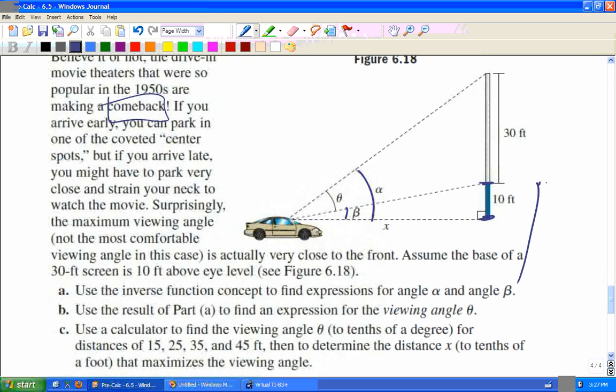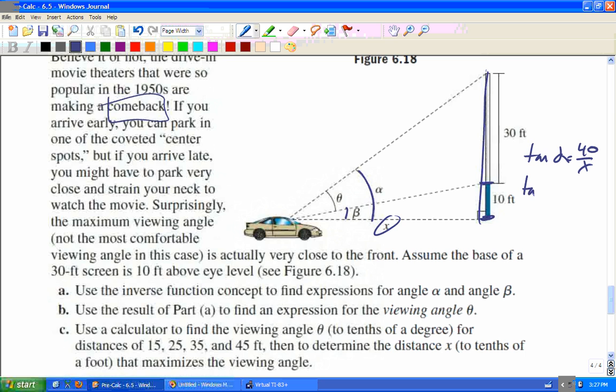Well, let's start here. We're going to look for the ratio in terms of x. We want everything to be about how far away you have to park a car in order for this angle to happen. So what is the ratio that relates x, and in this case the height, of 40 feet is the total, and this tangent. So the tangent of alpha equals 40 over x. 40 is the opposite, x is the adjacent.